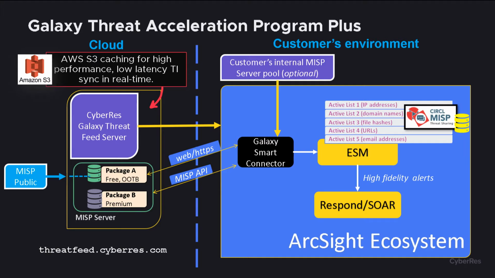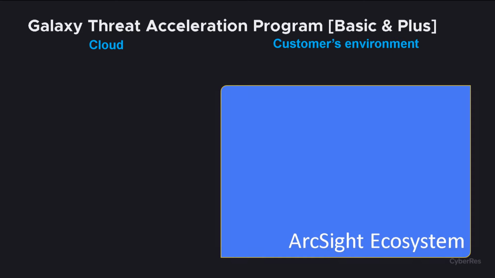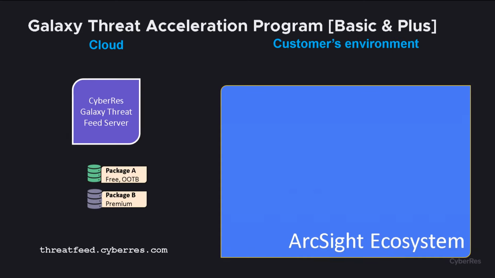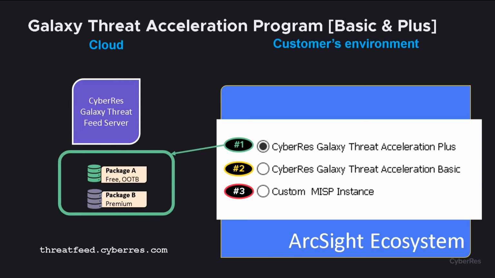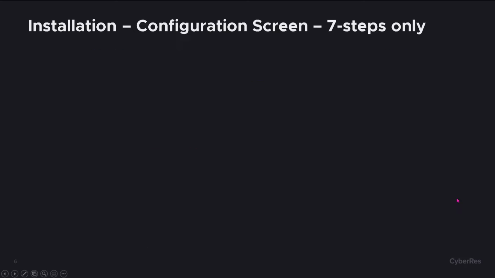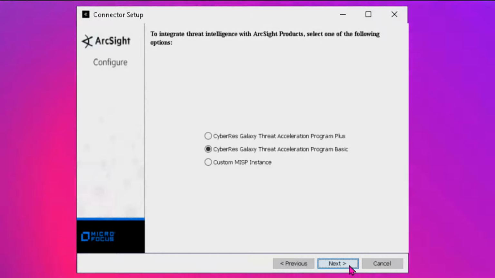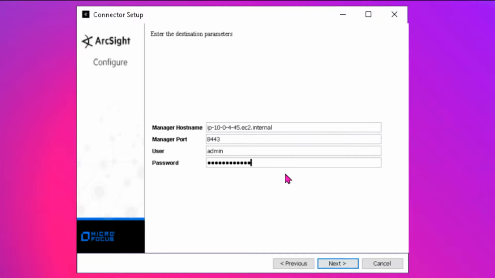The installation is also super easy, taking only 7 steps from start to finish, only stopping to ask the customer's preferred option based on their TI maturity or appetite level. Basic gets them this TI table stakes from day one without requiring any previous knowledge of ArcSight. Now, I'll show just how easy the installation can be. During this 7-step installation, there's no technical input needed from the customer except for their destination ArcSight server details right at the end of the wizard.